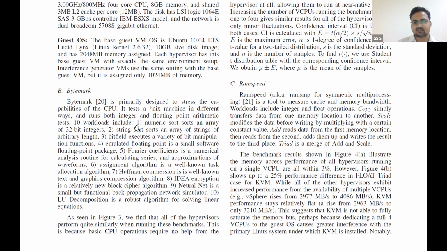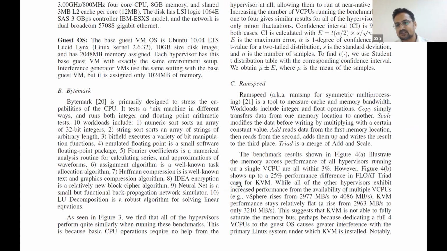What are the 10 types of workload? Numeric sort sorts an array of 32-bit integers. String sort sorts an array of strings of arbitrary length. Bit field executes a variety of bit manipulation functions. Emulated floating point package. Fourier coefficients. I hope we have heard about Fourier transform. Assignment algorithm, Huffman compression, IDEA encryption, and neural network. And finally, LU decomposition. These 10 algorithms are there in the benchmark. You run them on different hypervisors inside the virtual machines and see what the performance is.